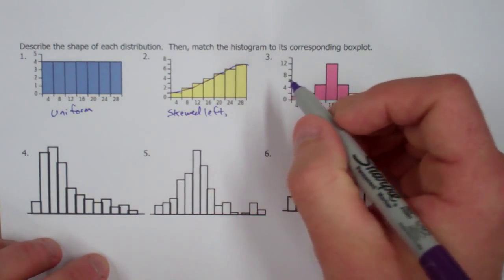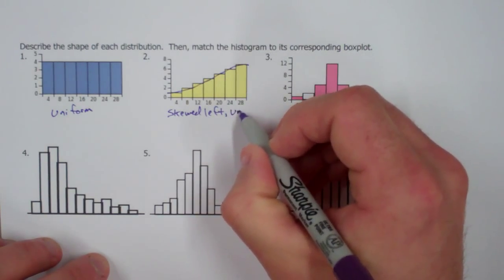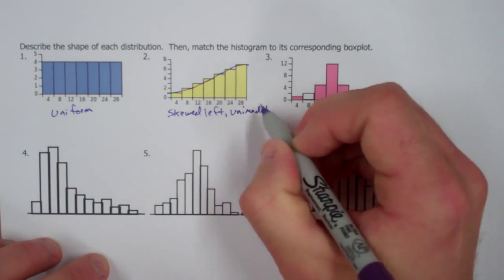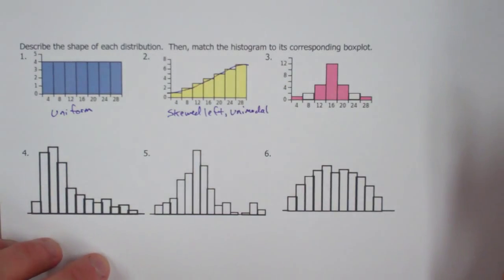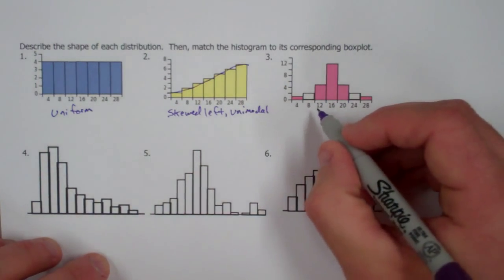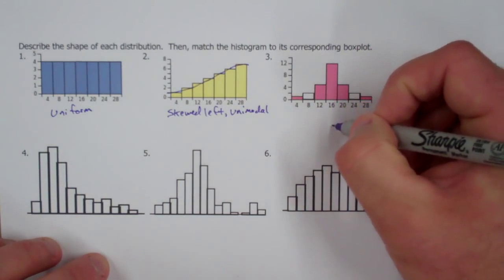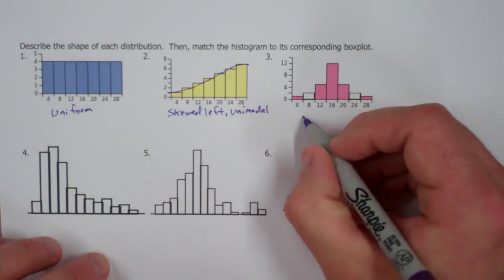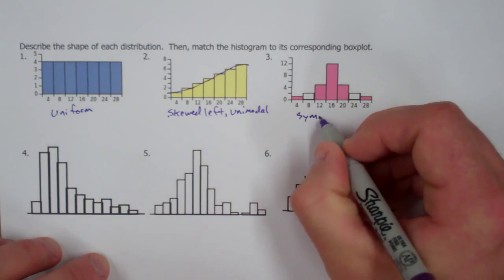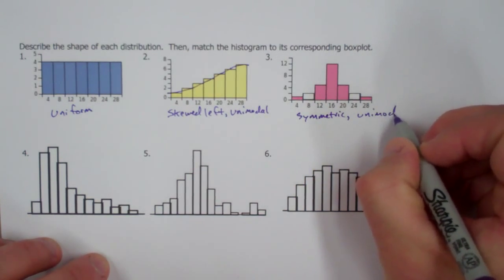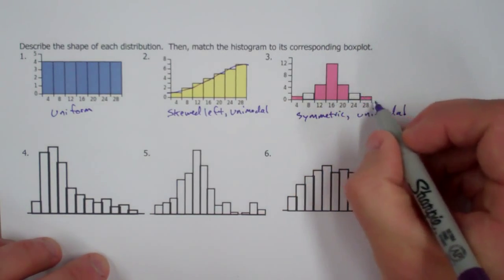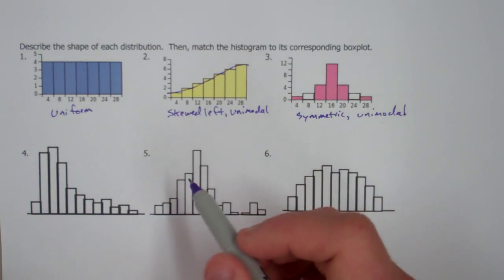The modality is going to be unimodal. Even though we don't see one defined hill, we do see half of one right here, and that's okay. This next set of data, if we drew a vertical line, it would split the data evenly. So this one is symmetric, and it is also unimodal. There's just one bump or one hump.